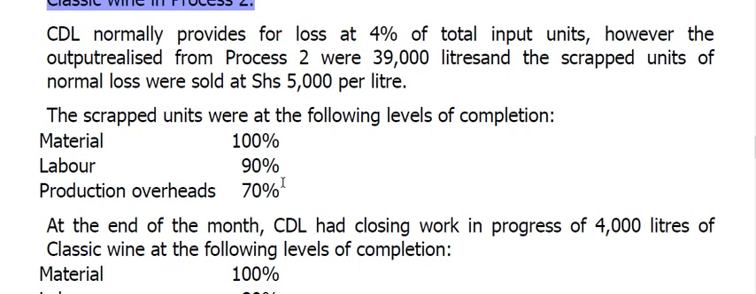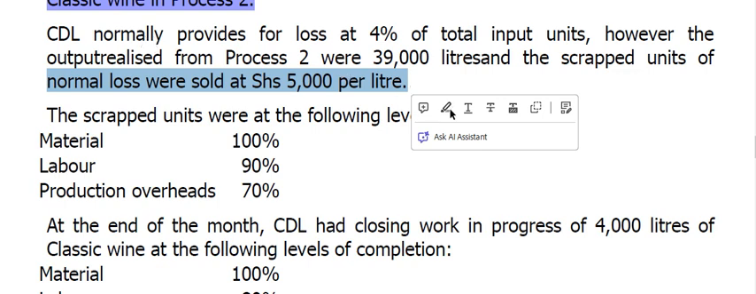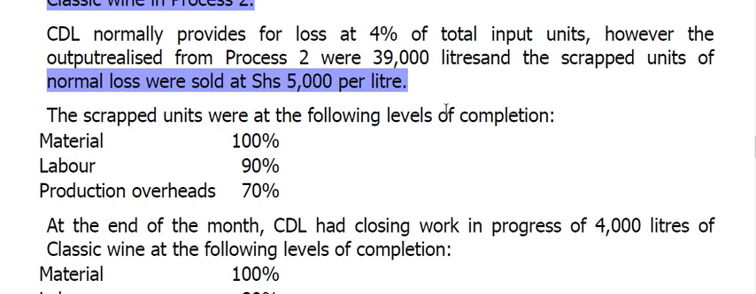CDL normally provides for loss at 4% of the total input units. However, the output realized from process 2 was 39,000 liters, and the scrapped units of normal loss were sold at shillings 5,000 per liter. So in this case, there will be scrap value. Normal loss is the loss that is always expected in the process. It is that loss that you cannot avoid. So in this case, they are telling us that we provide for normal loss at 4% of the total input units.